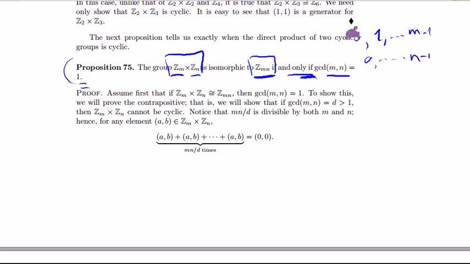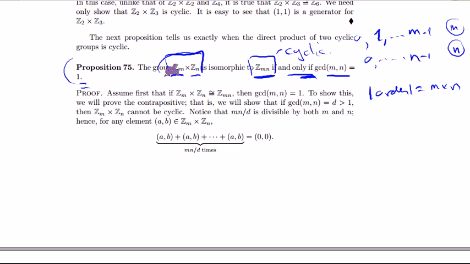Now, if you take the direct product of these two, well, how many elements does it have? Well, I can take any one of m elements here. I can take any one of n elements here. The order is going to be equal to m times n. So these orders do match up. The problem is that doesn't necessarily mean that they're isomorphic. We know that this group is cyclic.